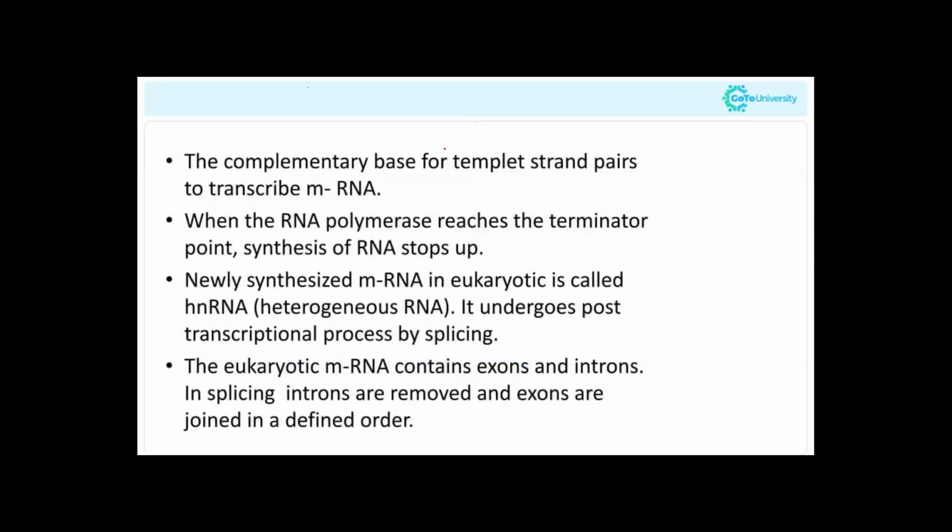Now, as I mentioned, the complementary base for the template strand pairs to transcribe mRNA, and when the RNA polymerase reaches the terminator point, what happens? The synthesis of RNA stops. The newly synthesized mRNA in a eukaryotic cell is called heterogeneous RNA, and then it undergoes post-transcriptional modification. That process is called splicing. That means the introns will be removed and exons will be joined together. So the eukaryotic mRNA contains exons and introns.